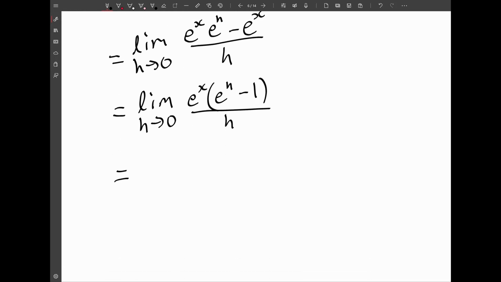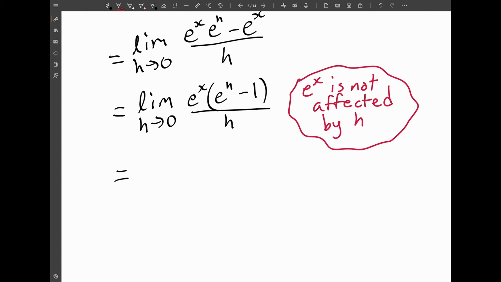Then I can recognize that since e to the x has nothing to do with what h is approaching, e to the x isn't affected by h at all. Since it's not affected by h, we don't need to include it in the limit. We can just pull it out. It's not going to change as h changes, so there's no need. It's the same as pulling out a constant, or, sorry, a coefficient. We can do that because it's not affected by the limit. All right, so we're now left with that.